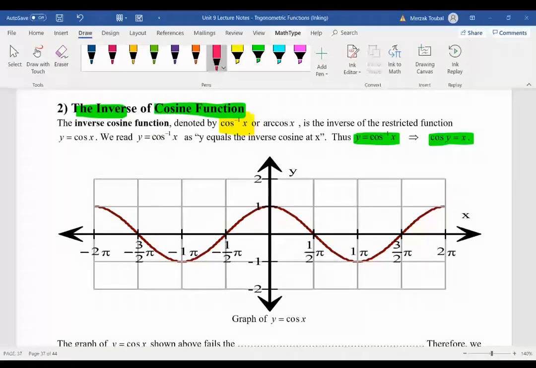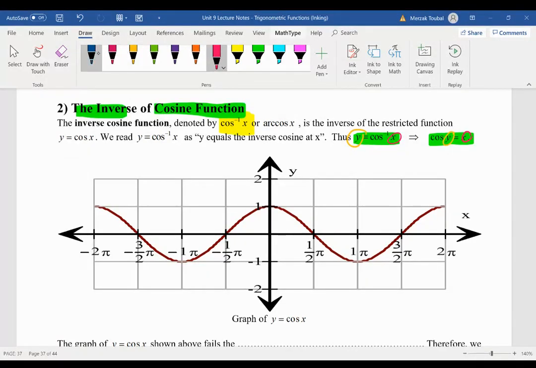So that means if the inverse cosine takes x as an input and produces y as the output, then the original function cosine takes the y as the input and produces x as the output. So it's the other way around.